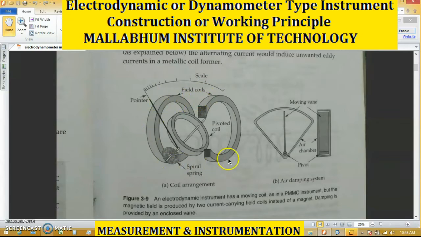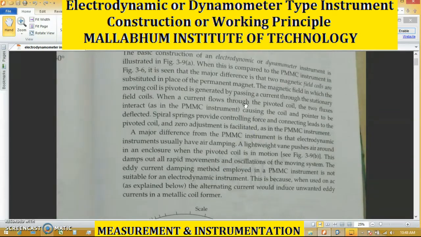These two field coils are provided to produce the magnetic field. The major difference from the PMMC instrument is that this magnetic field coil is substituted in place of the permanent magnet. In the PMMC instrument, two permanent magnets are placed, and in between them the moving coil arrangement and the pointer arrangement is fixed. But in the electrodynamic type instrument, we replace the two permanent magnets with a magnetic field coil, that means a magnet with a coil.